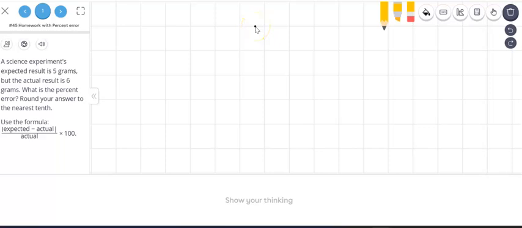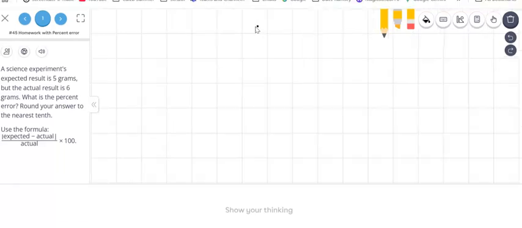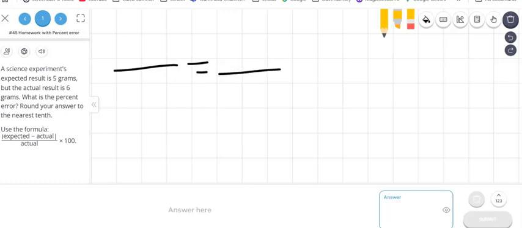All right, this is homework number 45. We are talking about percent error. And the formula, you're going to subtract the two amounts, and you're going to put it over the actual amount. And I like to do line equals line 100.